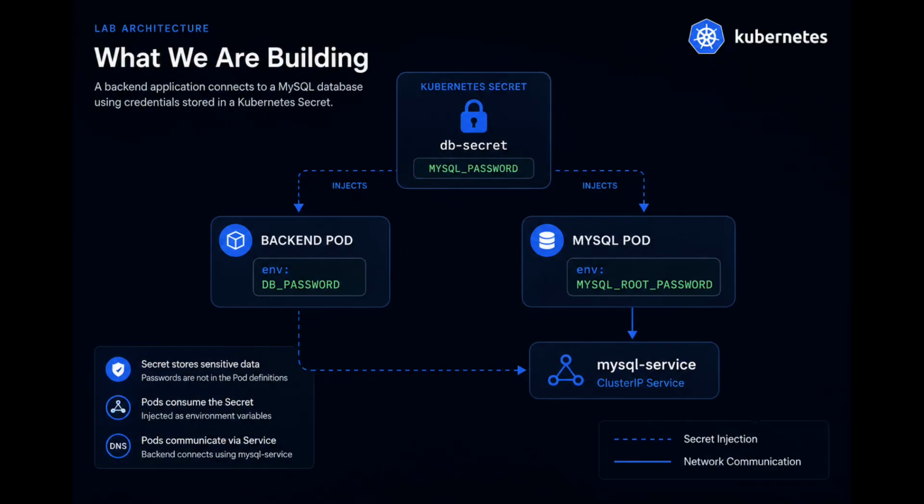Let's recap everything we built. First, we created a secret to store a database password. Then, we deployed a MySQL pod that consumes that secret as its root password. Next, we deployed a backend pod that consumes the same secret as a database credential. Finally, we created a service that provides a stable network identity for the database. The backend can now discover the database using the service name, while Kubernetes handles the networking behind the scenes. This combination of secrets, environment variables, and services is a very common pattern in real Kubernetes applications.